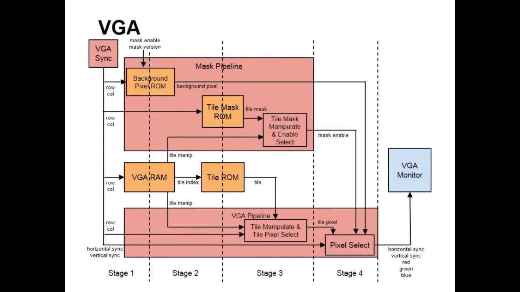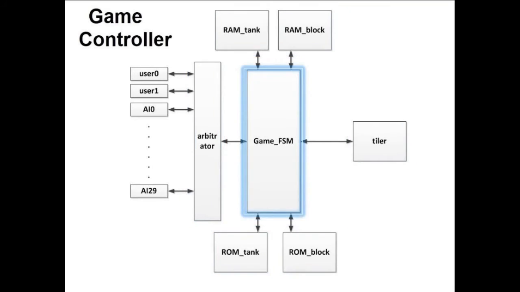The one place where we let too much happen is in the game state machine. This part of our design is very complicated because of 2 reasons. First, it has to communicate with many other modules. It talks to 2 RAMs, 2 ROMs, the arbiter, and the tiler. It has to convert move commands from the arbiter and AI user into actions that the tiler can consume.